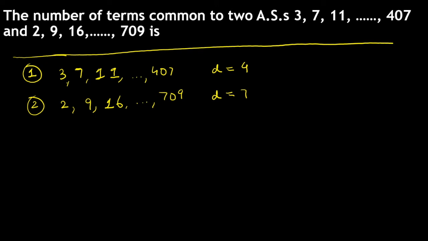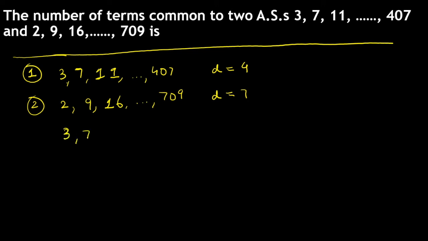The most logical approach would just be to write as many numbers as possible, tally them up across the two sequences, and count the common ones, and that's our answer. But obviously, when we have such huge numbers, going all the way up to 407 or even 709, that would take a lot of time, right? So what we do in this question is try to find the first common term.